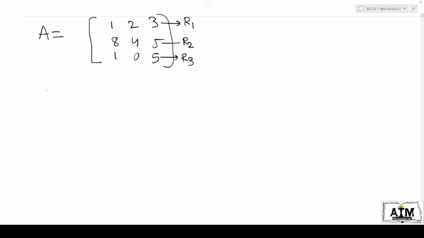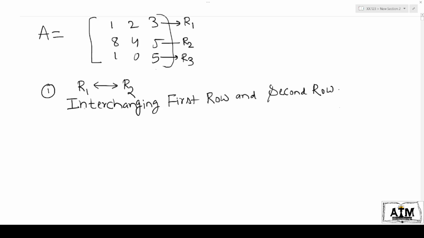Suppose, first type, I am going to tell you the first, very popular and usually applied. Here a double head arrow is written between R1 and R2. What is the meaning of this double head arrow between R1 and R2? The meaning is interchanging the first row and the second row. So now suppose we interchange R1 and R2, then what will happen?